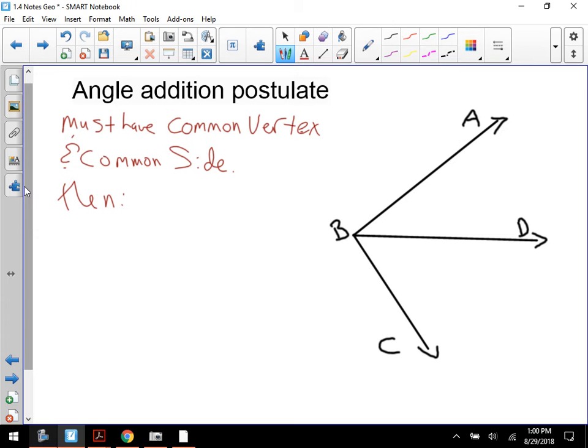So if you have what's called a common vertex and a common side, then we can do basically the exact same thing we did with segments. Small angle plus small angle equals bigger angle. That's all it is. Then a small angle plus another angle will equal a bigger angle.